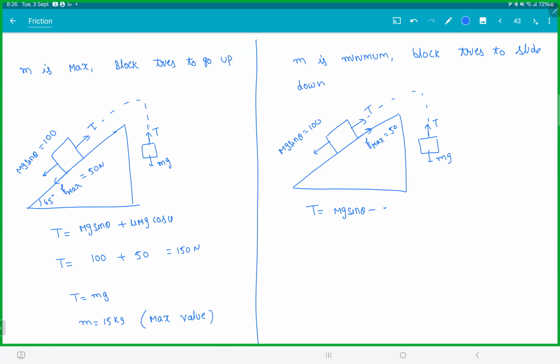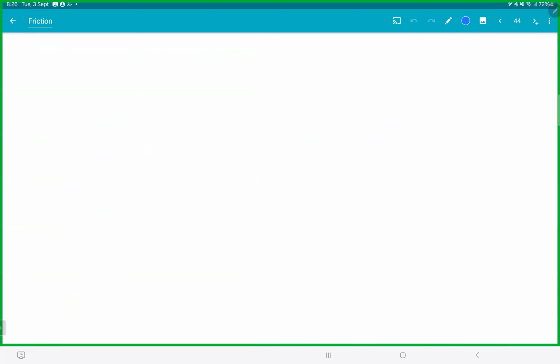Tension would be mg sine theta minus F max, which is 50. But we also know T is equal to mg. We get M minimum is 5 kg. Anything less than 5 kg, the block will slide down. Now, listen. I'll come back to this page, but let's try to understand here.